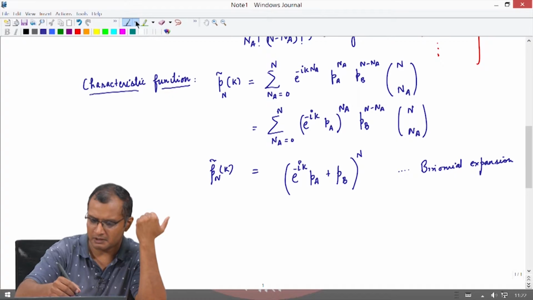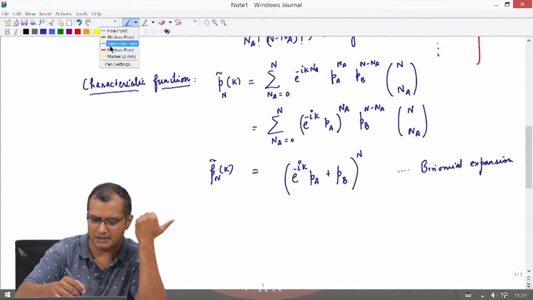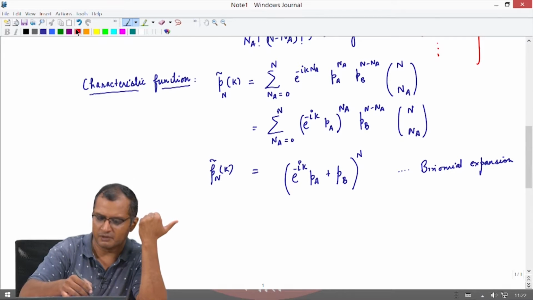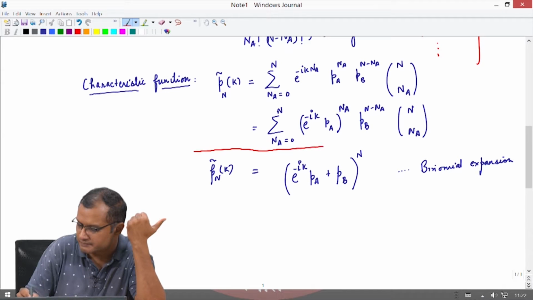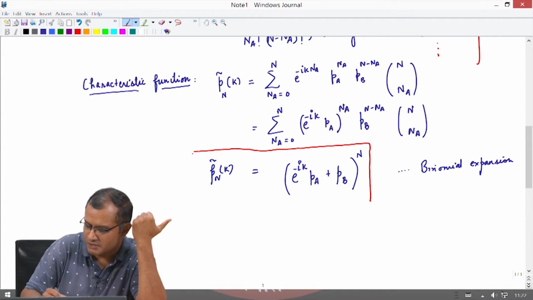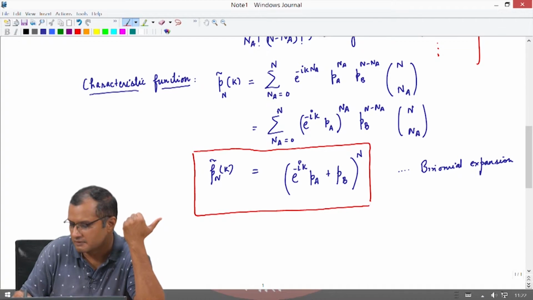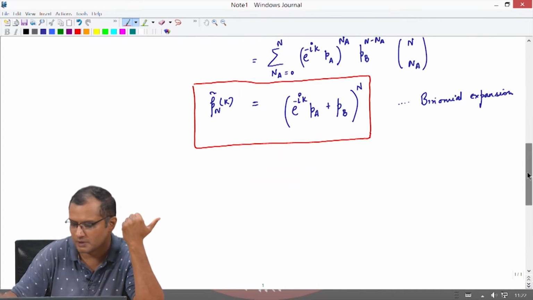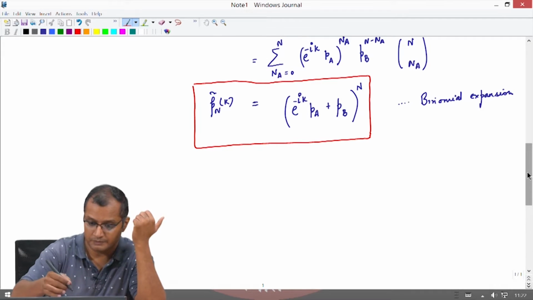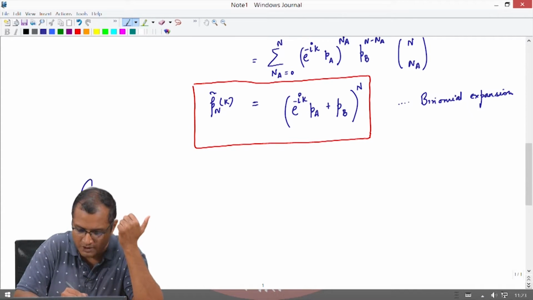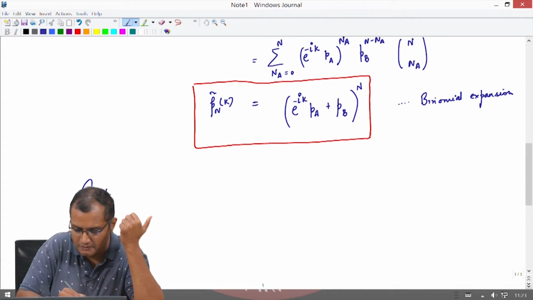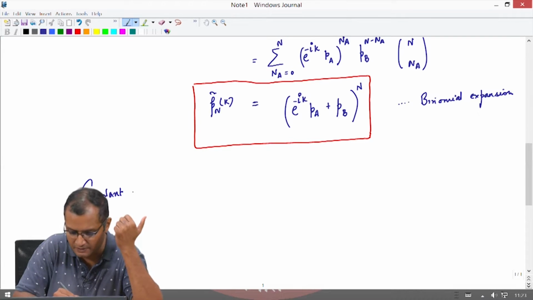So, before we delve into all that, let us box this important result and then we will proceed towards computation of the cumulant generator function. Okay. So, this is my characteristic function ready for use. Okay. So, you can compute the cumulant generating function by simply taking a logarithm of this.